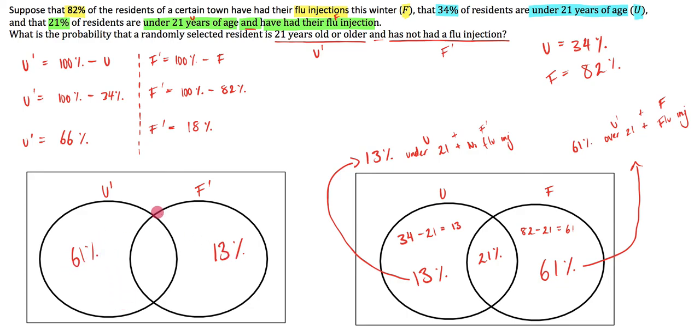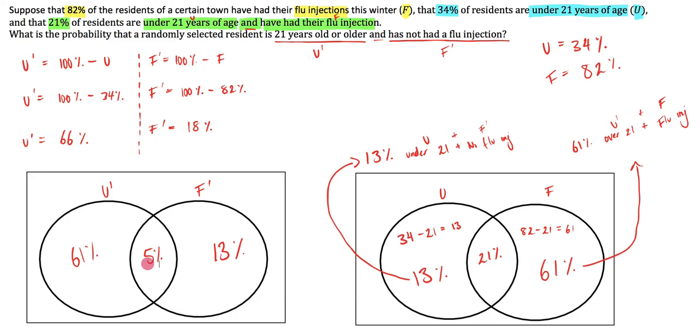Now, we only actually had to put one of these numbers down to get our final answer. But because we know that 66% of people are over 21, that means this section right here has to be 5%, because 5 plus 61 is 66. So too, if we knew that F dash is 18%, so in other words, 18% of people have not had their flu injection, and we know that 13% of those are under 21, that means 5% must be over 21. So you can see where probability gets a bit hard because there's so much language involved in it.